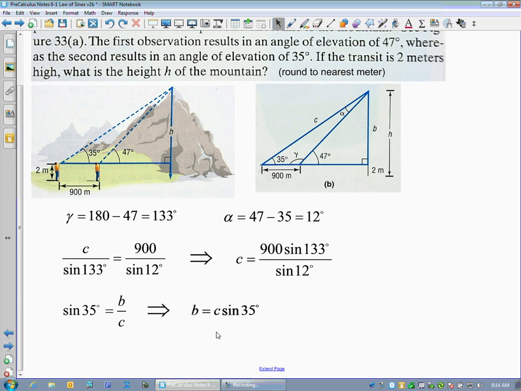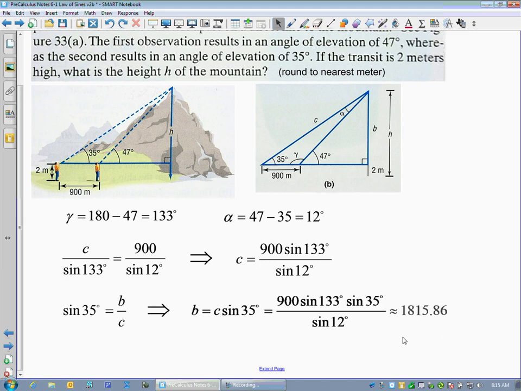Now we already know an exact value for C, which is this expression. So if we substitute that in for C, we'll get that B is equal to all of this times sine of 35. So this is our actual exact expression for B. Now we have something we can put into the calculator once, and when we do that, we get that it is approximately equal to 1,815.86.